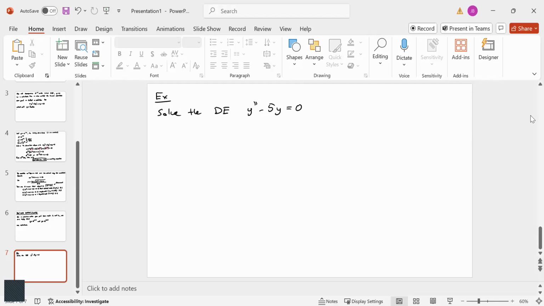So solve the differential equation y double prime minus 5y equals 0. Okay. Actually, you know what? Just to make our life easier, so that we're not looking at the weird case yet, or it's not a weird case, it's just that I don't want it to be one where we're not doing the full process. Here we go. So y double prime minus y prime minus 12y equals 0.